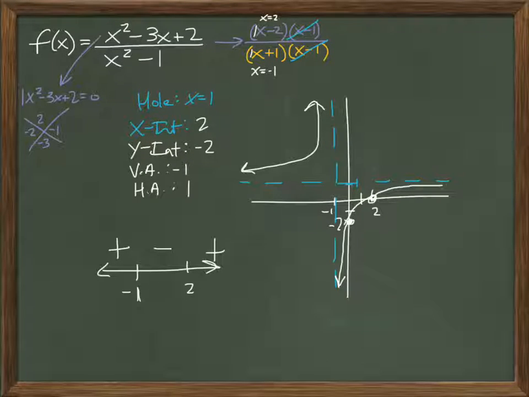Oh wait, and of course the hole, which is at 1. I always forget that. So wherever the graph is at 1, I'm going to put an open circle here, because the graph can exist everywhere else except that hole, which is at 1. Okay, so that's how that graph works. And that is how you do rational functions with holes.